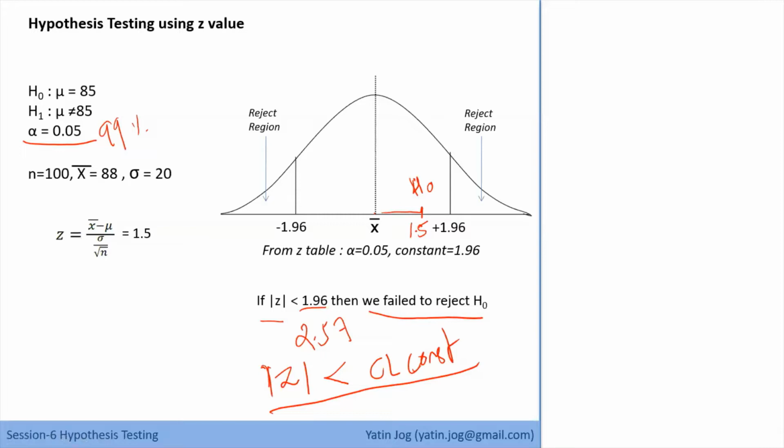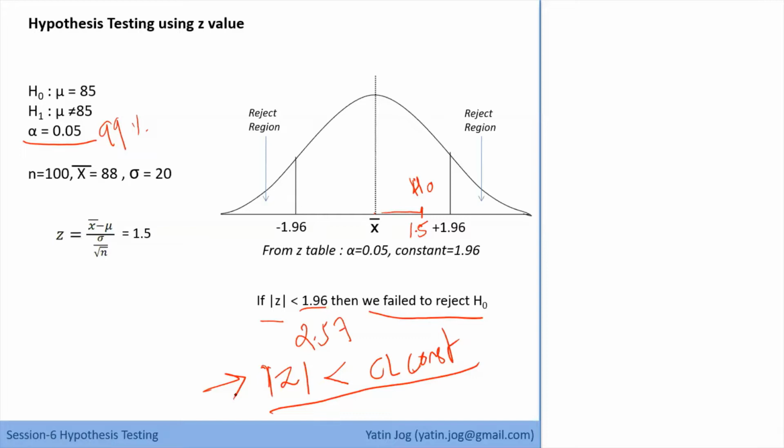So this is using the Z value. We are not going to solve more problems using the Z value because we have solved enough. But before going ahead to T value analysis and P value analysis, I'll tell you the common format of this rule. This is the rule: mod of Z is less than the confidence level constant, that is for Z.